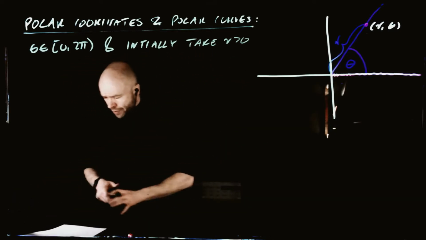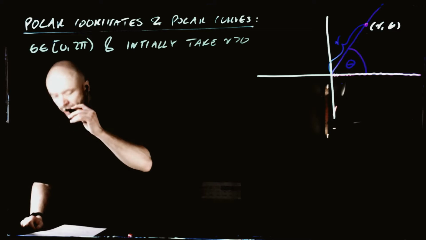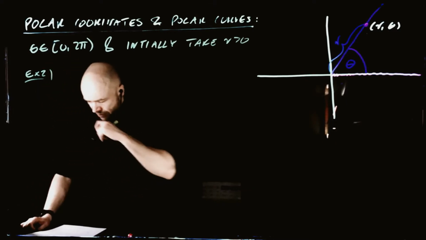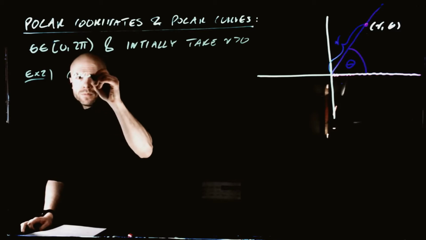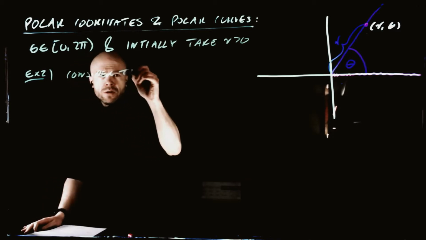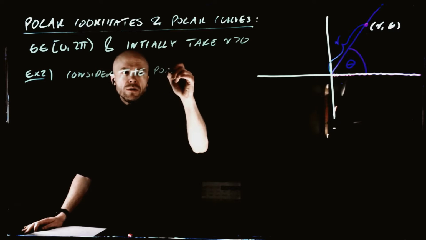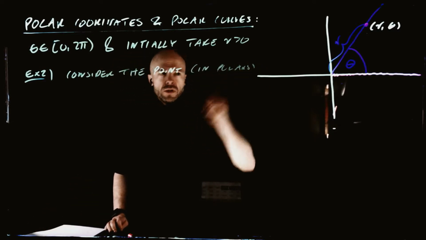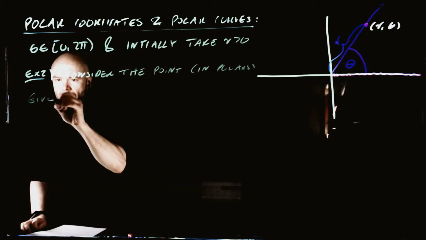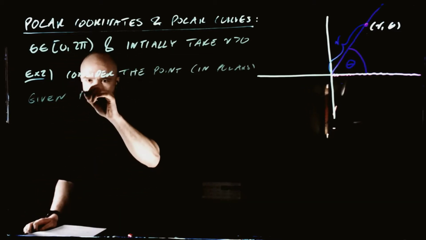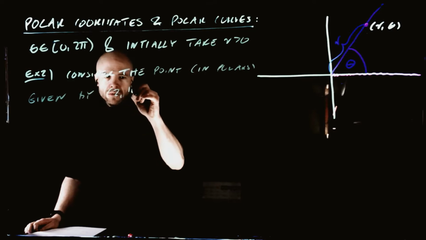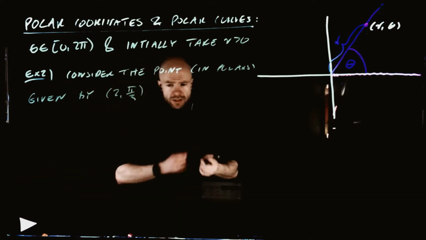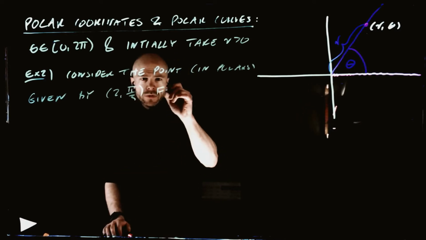So we start with some initial warm-up questions. This is example 2. Consider the point in polars given by 2, pi over 3. Find its Cartesian coordinates, which means find its coordinates in terms of x and y.